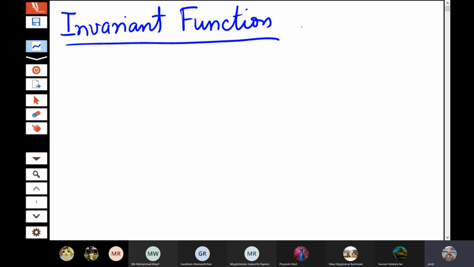In the last class, I introduced the concept of invariance in an estimation problem. So what do we mean by invariance? Invariance means that there is some sort of symmetry in an estimation problem, and therefore we introduce a group of transformations which we can apply on the sample space. If we apply it on the sample space, there is a corresponding transformation on the parameter space, and therefore there is a corresponding transformation on the space of estimators.